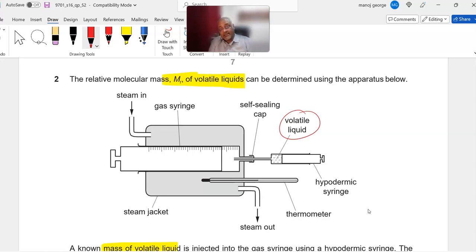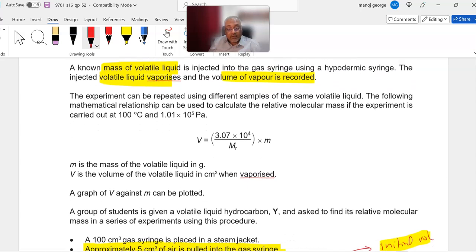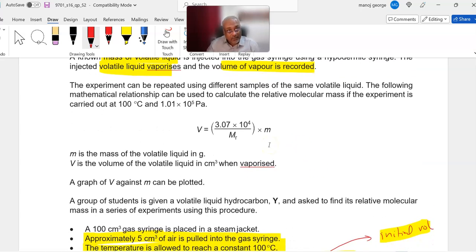Before it is injected, the question says there is some gas, some air, already pulled in, about 5 cm cube of air. And then once the volatile liquid is injected into the syringe, it evaporates into gas, and therefore there's obviously going to be an increase in volume. Then it gives you a formula which could be used to figure out the molecular mass of the unknown gas. So they have given all the procedure instructions and the formula which could be used.